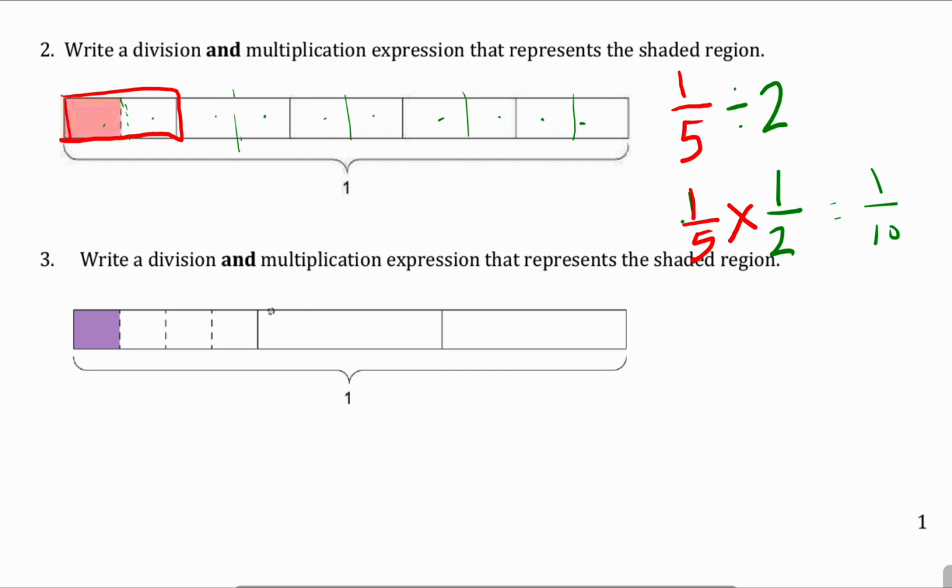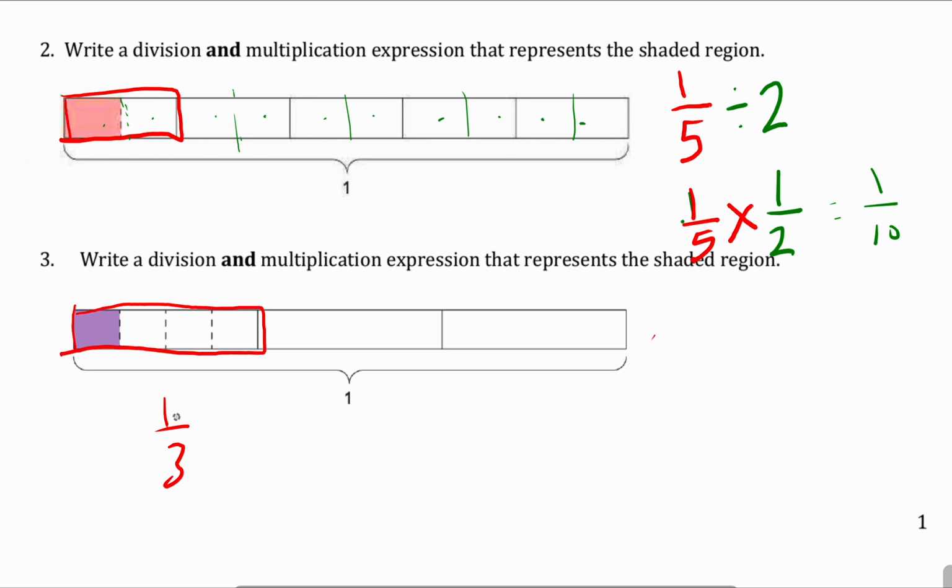Okay, so again, we're going to write a division and multiplication expression to represent the shaded region. I notice here that this is one whole from here to here. So that means this is a fraction. We are dividing a fraction. So what is the fraction? I see this one part, another part, and another part, so we're working with thirds. Let's identify the third right here. This is the third. It's 1/3. This red part right here is 1 out of 3. So we have 1/3.